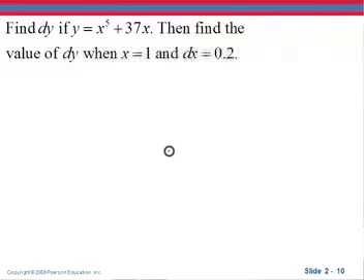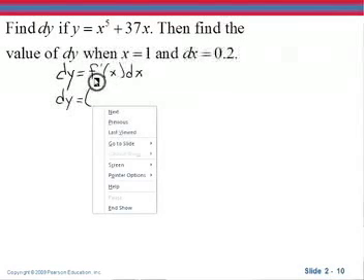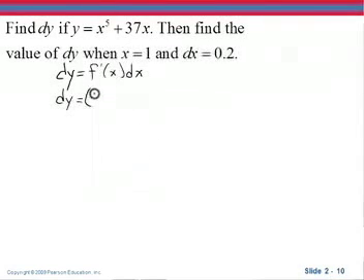Now let's take this example where y equals x to the 5th plus 37x, and we want to find dy when x equals 1 and when dx equals 0.2. Now first let's find dy, and remember we just said that dy is f prime of x dx. That means that dy is f prime, and we take 5x to the 4th plus 37 times dx. Now we want to find this dy for x equals 1 and dx equals 0.2.